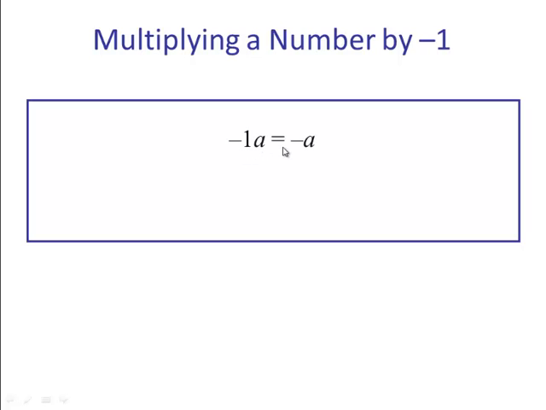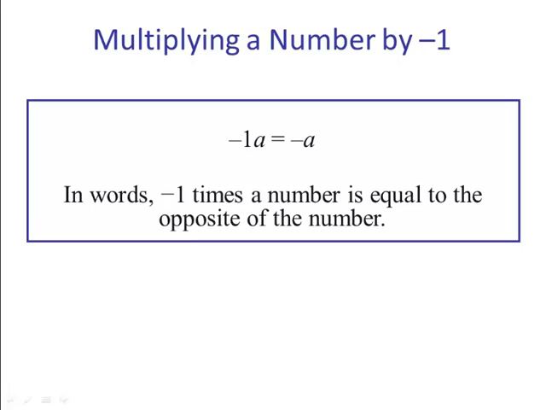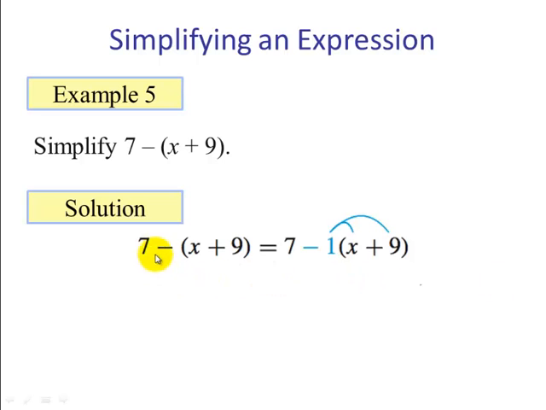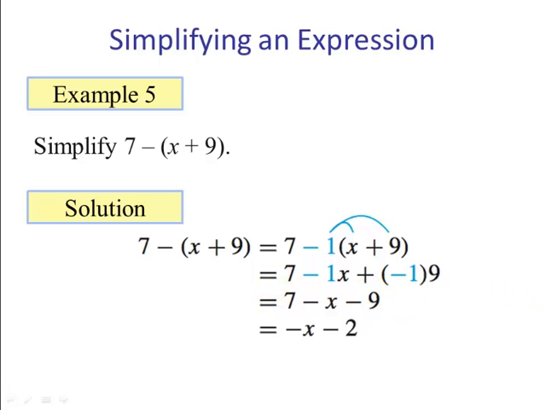Negative 1 times a is equivalent to negative a. So in words, negative 1 times a number is equal to the opposite of that number. Let's do an example using this idea. Example 5. Simplify 7 minus the quantity x plus 9. So the first thing that we want to think about is this minus as a negative 1. So we take negative 1 times x and negative 1 times 9, which gives us 7 minus x minus 9. We can combine these two, and we're left with minus x minus 2.